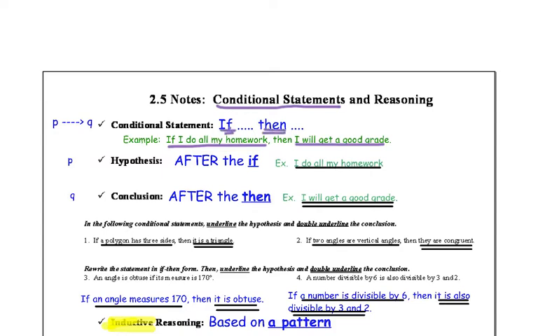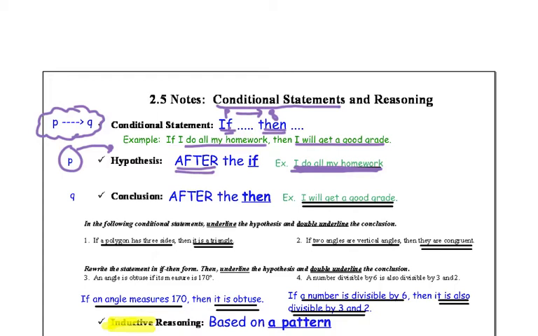We use the letter P to describe the if, and the lowercase letter Q to describe the then. So sometimes a conditional statement is described as P implies Q. The P is the hypothesis. The hypothesis comes after the if, and a lot of times we single underline the hypothesis. If I do all my homework, the "I do all my homework" single underlined here is the hypothesis.